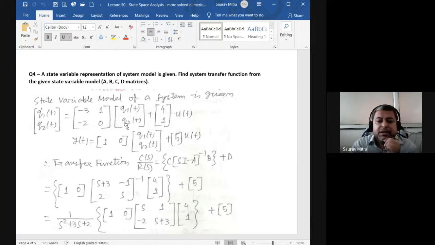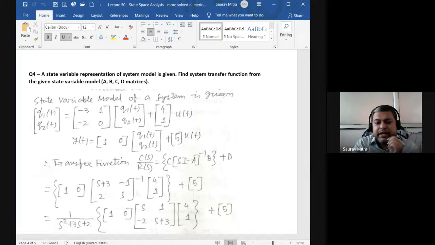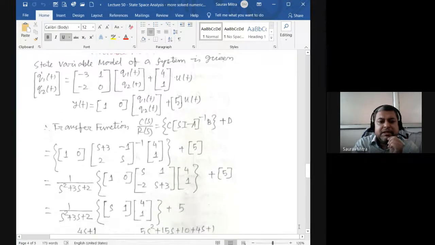Again, the same thing: you compute C into (sI minus A) inverse into B plus D. First you have to find what is sI minus A and what is the inverse of that. All those things I have done together. First I have written what C is. C is [1 0]. sI minus A is [s plus 3, minus 1; 2, s], and this is (sI minus A) inverse. This is B, [4 1].